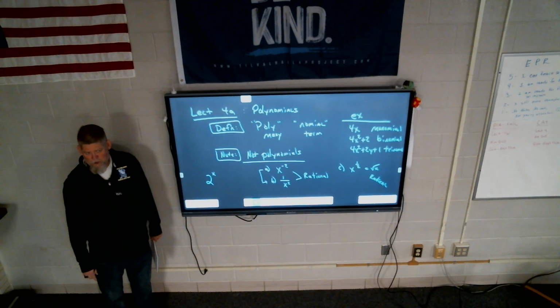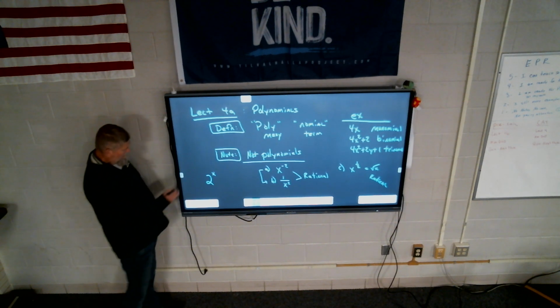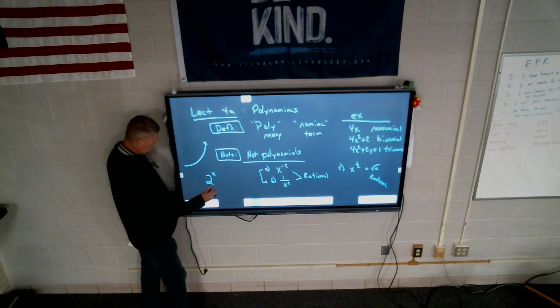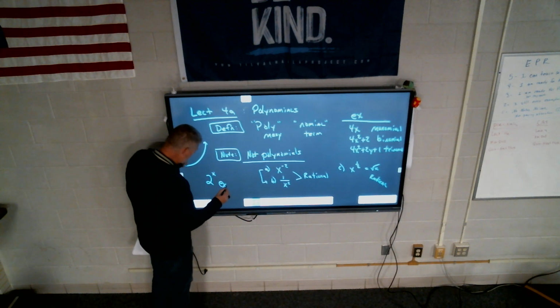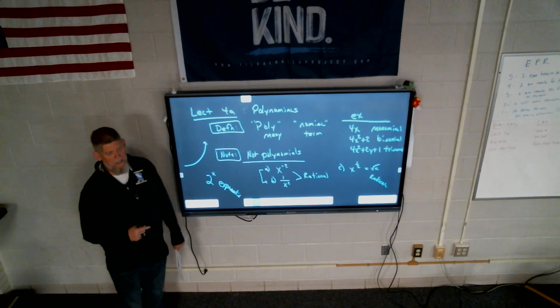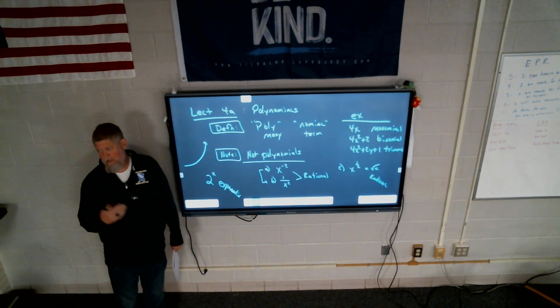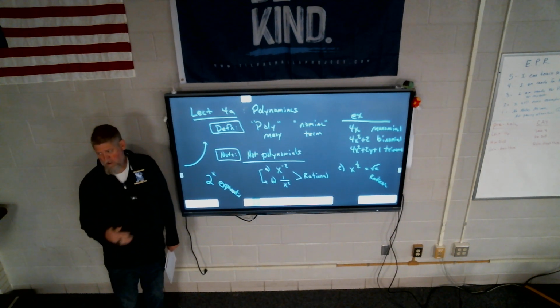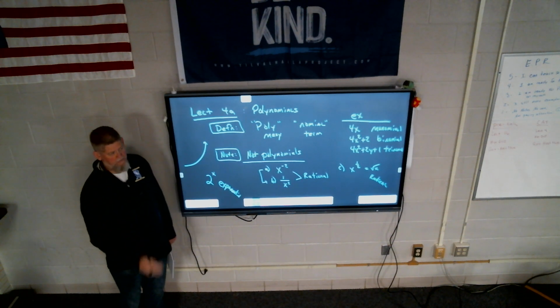Should have said it in algebra 2. If I were to graph it, it looks something like that. Exponential. This is an exponential function. So your exponent has to be a positive integer, or I should say a non-negative integer. So it could be 0. Any non-negative integer.